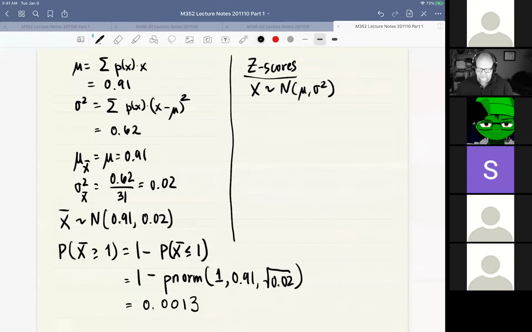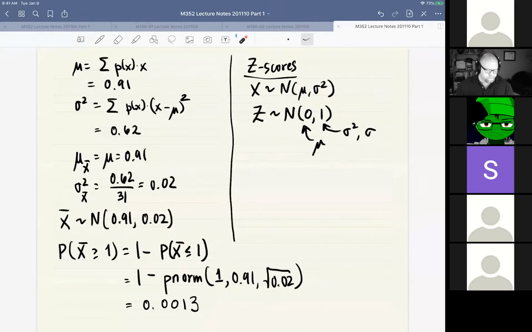If I were to write that a random variable is distributed like a normal random variable with mean mu and variance sigma squared, I write this. The Z random variable is the normal random variable with mean 0 and variance 1, so the standard deviation is also 1. So, z-score.